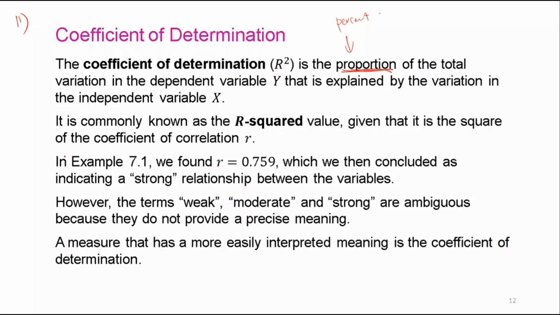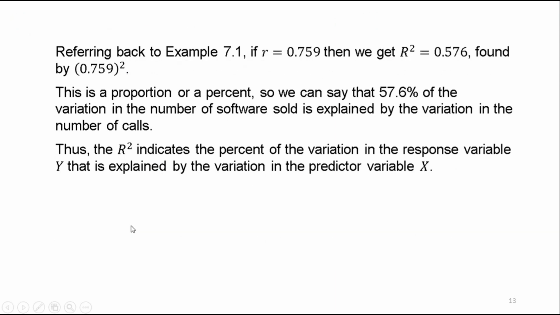So in example 7.1, R is 0.759, so we can conclude that it indicates a strong relationship, but we don't know what the meaning of strong is. Okay, so that's why we need to calculate the coefficient of determination. So just power of 2 the value of R. Okay, so you get the value 0.576. Okay, so the final answer you need to write in the form of percentage.